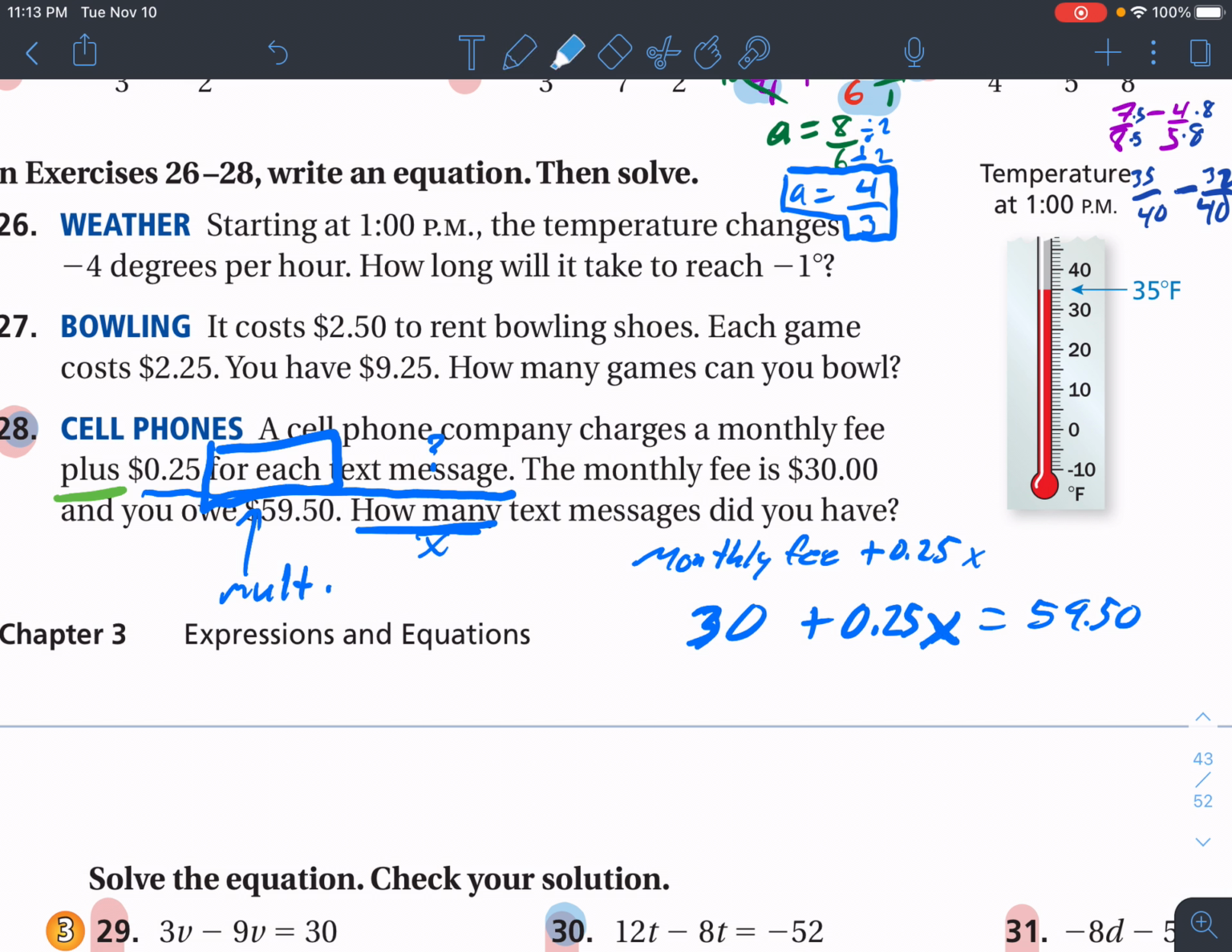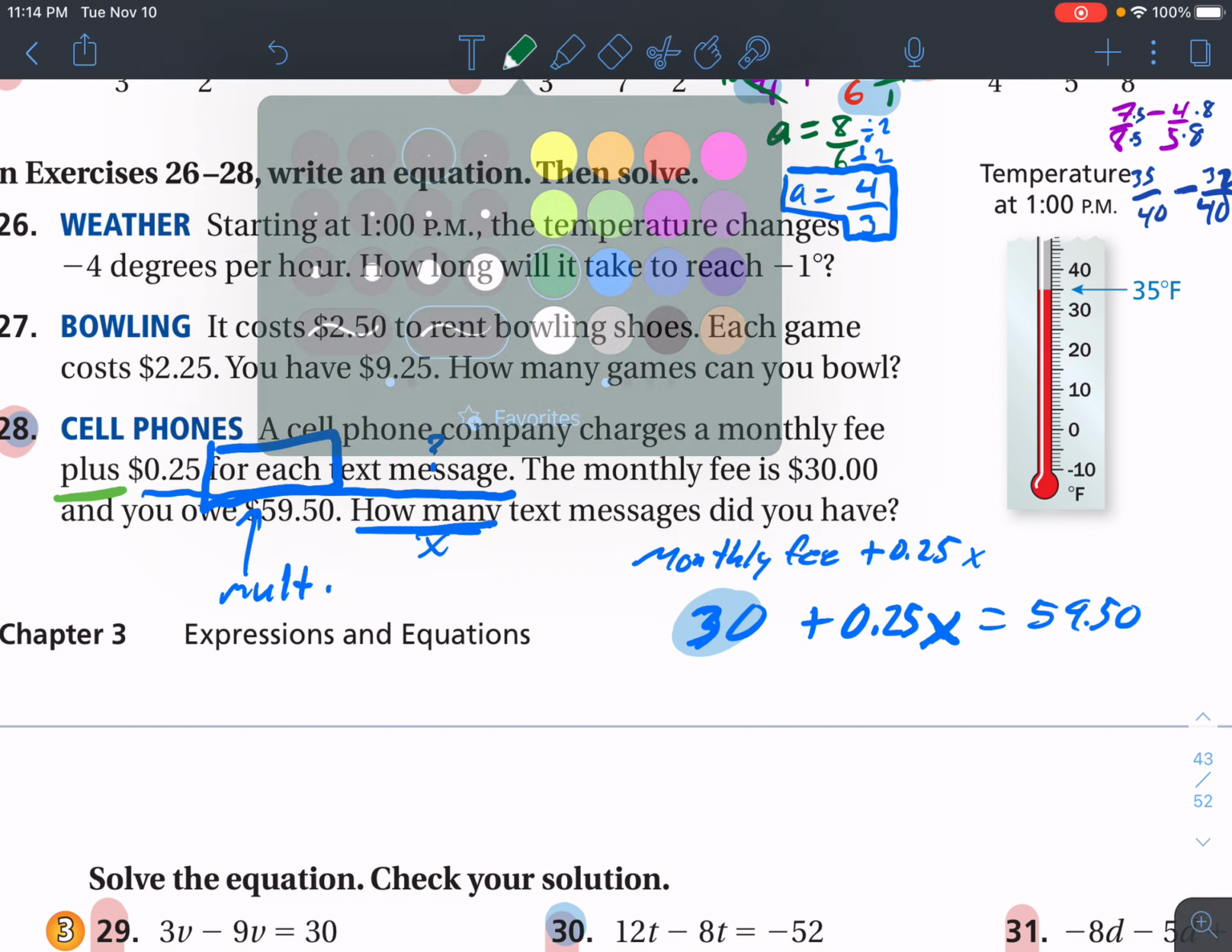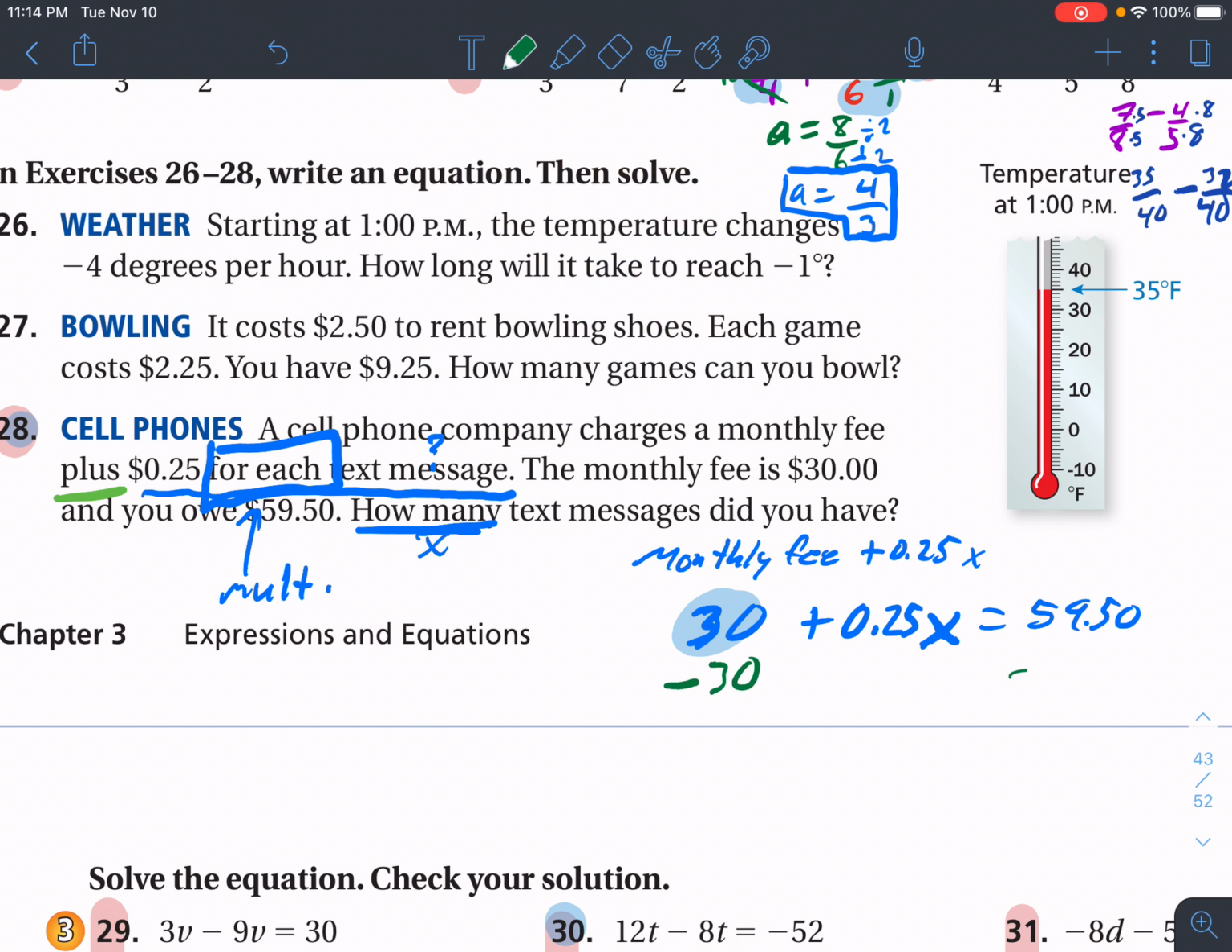Okay. Again, first step, we want to get rid of that 30. So I'm going to minus 30, minus 30. So it cancels on the left side. I got 0.25x equals, and on the right side, I got 29.50.